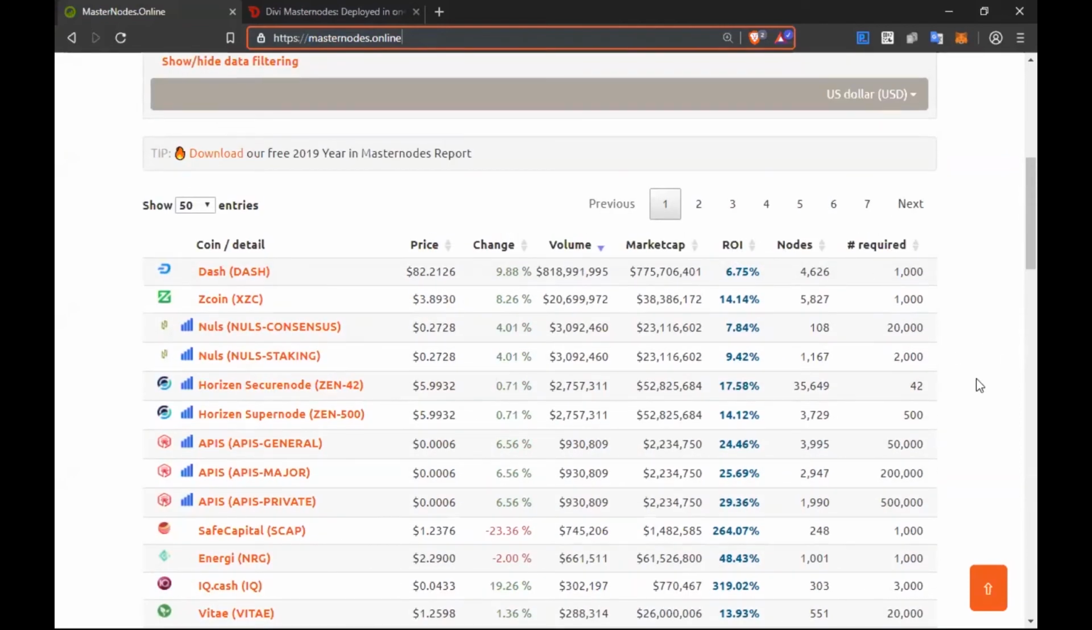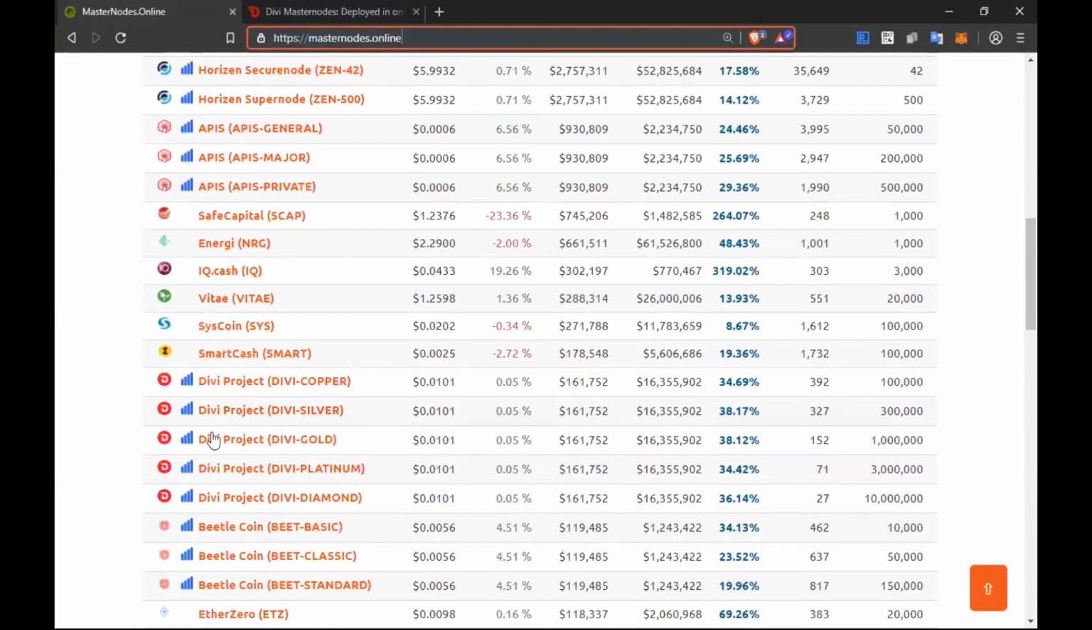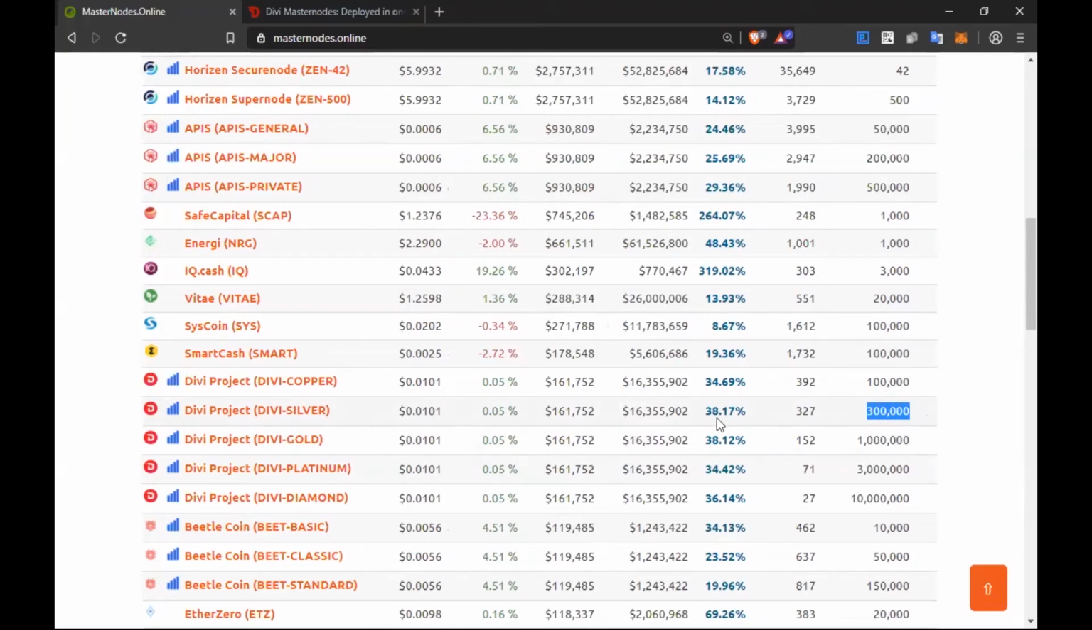So with Divi Copper, you see you're earning around 34.69% return on investment. This is actually annual. And Divi Silver, which requires a huge amount of Divi collateral, earns you around 38.17%. This is super cool. Remember, the price of Divi might continue going up. So that is one thing that might benefit you if the markets are in your favor.